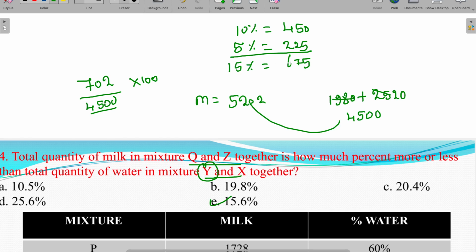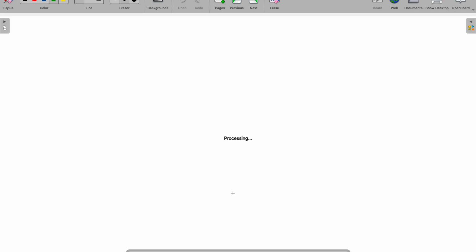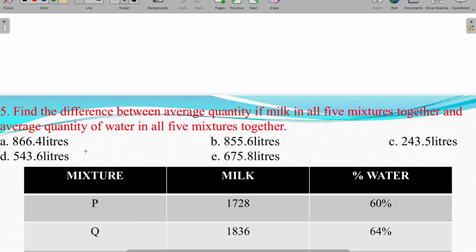But I want 702, which means a little bit more. How much more? Approximately 27 more. 1 percentage will be 45. Then the answer is not even 1 percentage more, which means the answer is above 15 and less than 16. So I have one option, 15.6. Like that I can tell the answer without doing calculations. You have to guess answers, don't calculate.